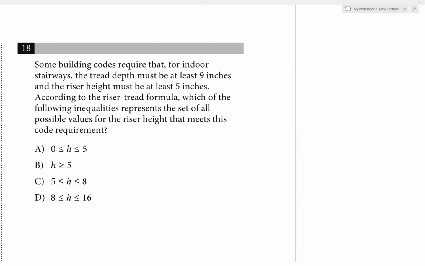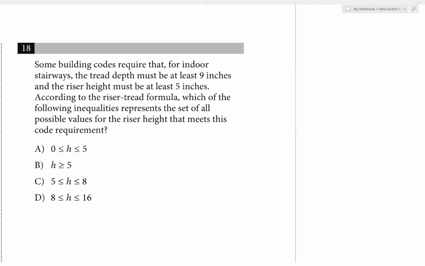All right, number 18. Some building codes require that for an indoor stairway, the tread depth must be at least 9 inches and the riser height must be at least 5 inches. According to the riser tread formula, which of the following inequalities represents the set of all possible values for the riser height that meets this code requirement? Okay, so we're trying to figure out what's the possible value for the riser height. So that's the h value.